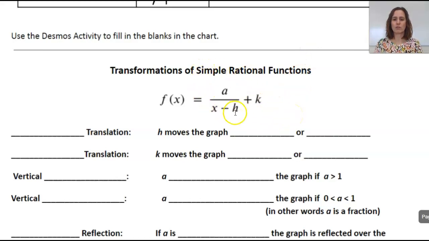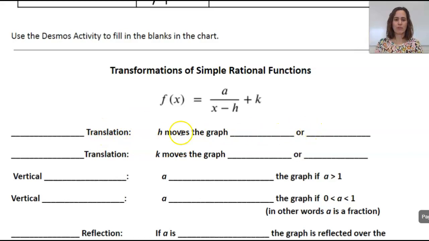So with that being said, we're going to take a look at the transformations of simple rational functions, and this is the equation for the simple function. A is the number in the numerator, h is in the denominator with x, and k is what is being added or subtracted to that fraction. So if you recall, we talked about how a, h, and k affect the graph.